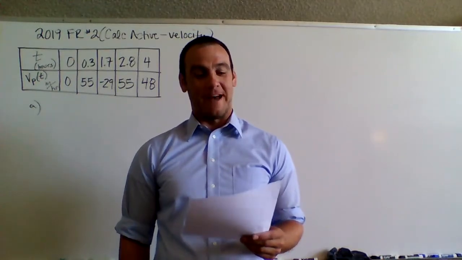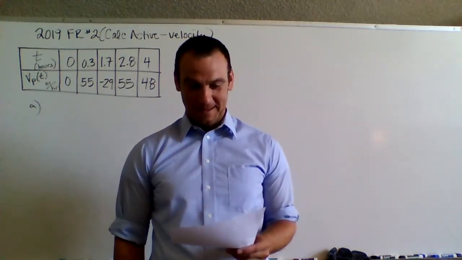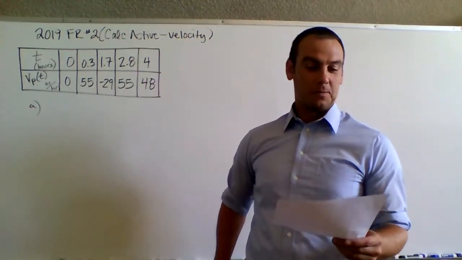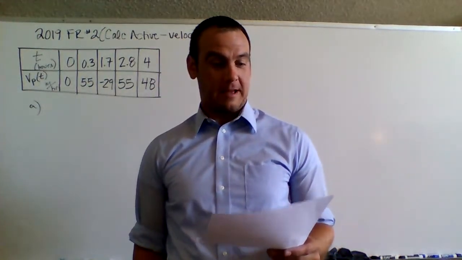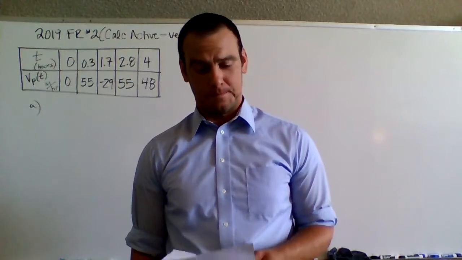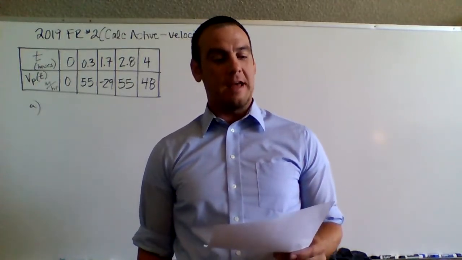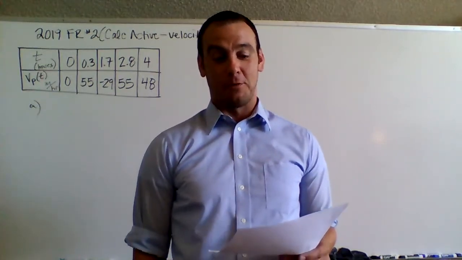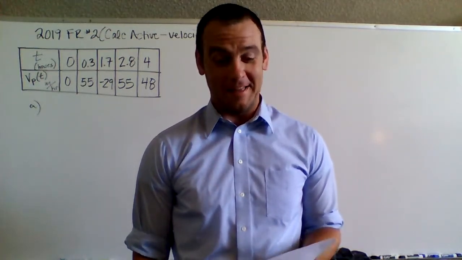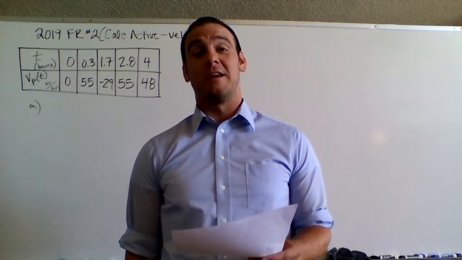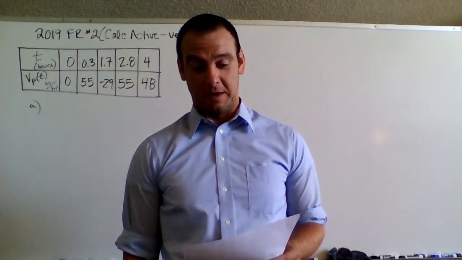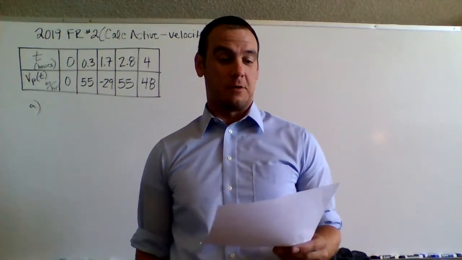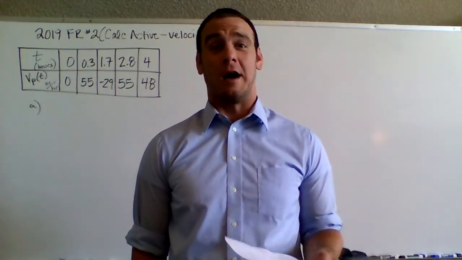We have selected values of Vp of t. They're going to be shown in the table over here. Particle P is at the origin at time t equals 0. All right, so part A: justify why there must be at least one time t between 0.3 and 2.8 at which the derivative of Vp of t, or the acceleration of particle P, equals 0 meters per hour per hour.